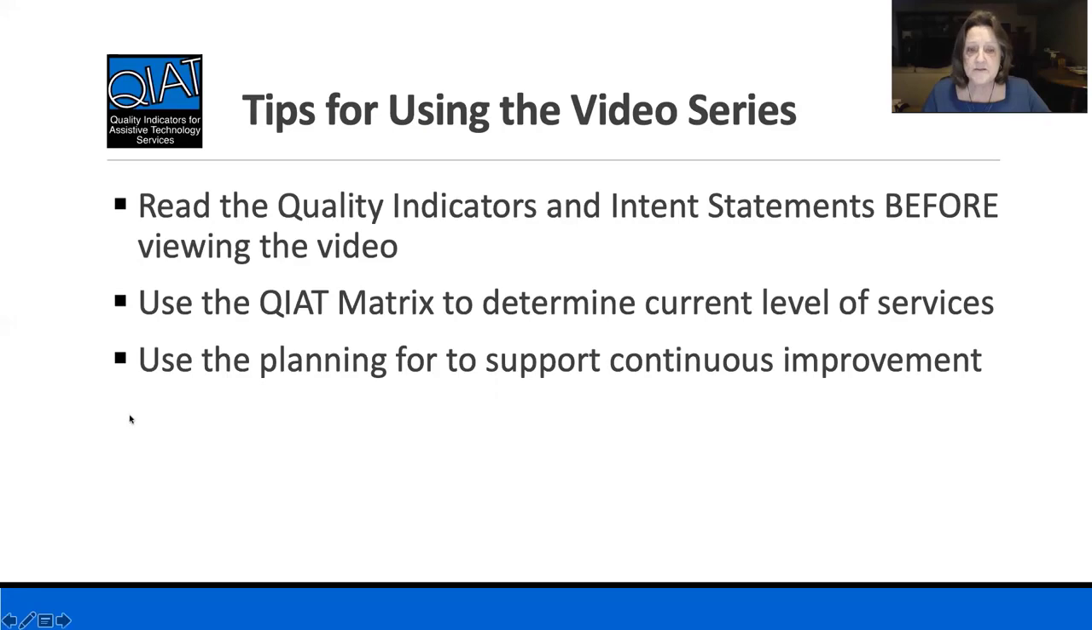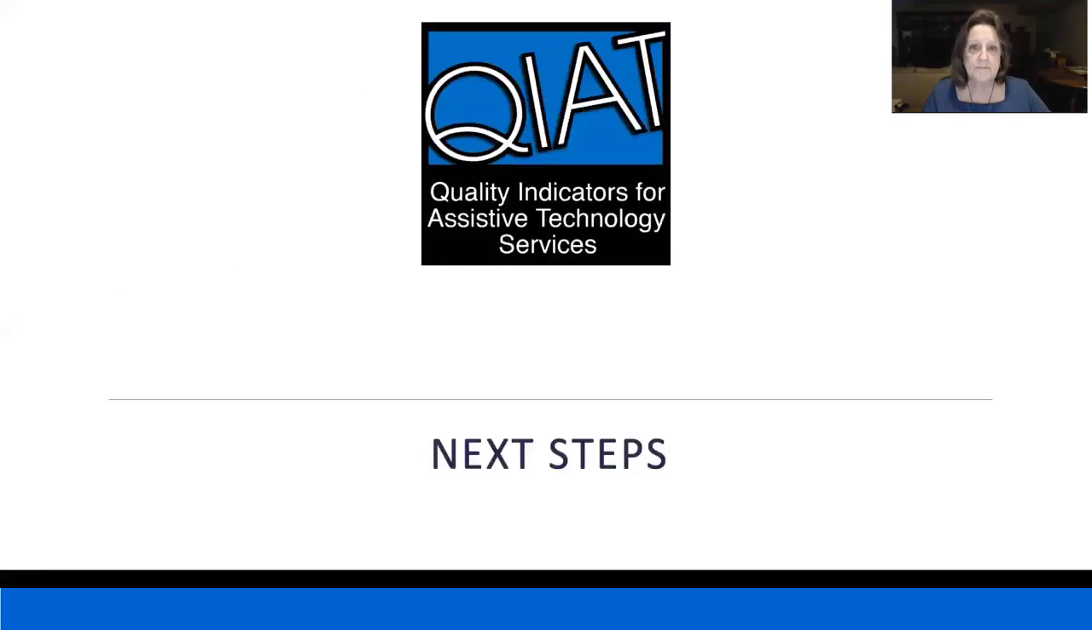Use the QIAT matrix to determine your current level of services, or the current level of services that's being provided where you are from the perspective that you're viewing them. And use the planning documents for continuous support and continuous improvement.